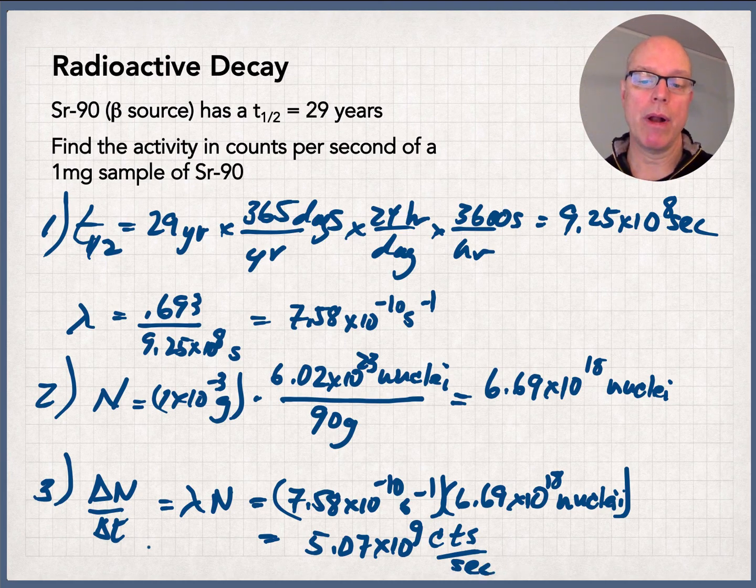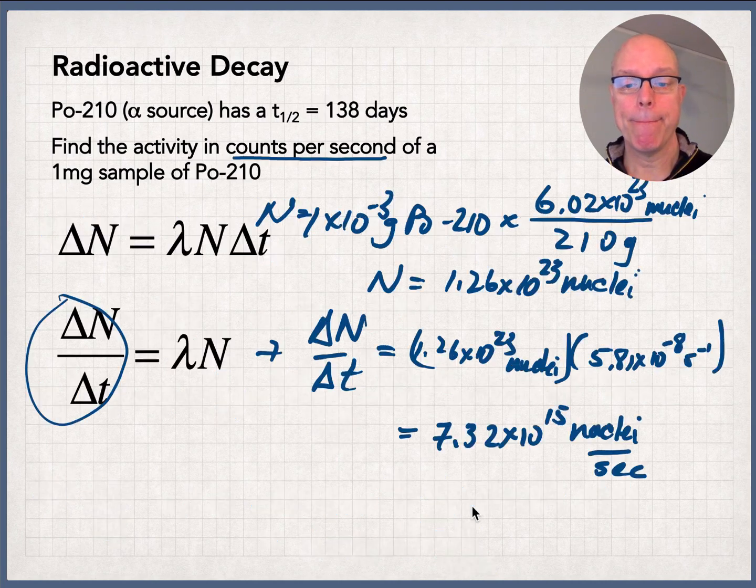So that sounds like a lot, right? 5 billion counts per second. A milligram of radioactive stuff is actually a lot. But compare that to 7.32 times 10 to the 15. So this right here is like 1,000,000 times more active.